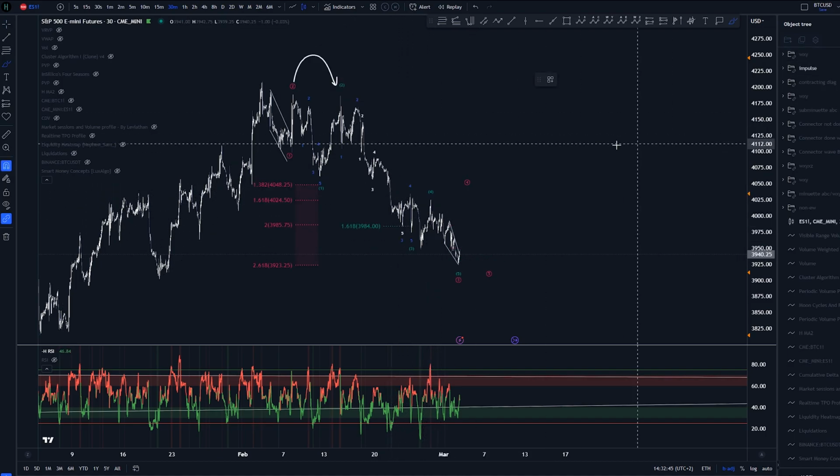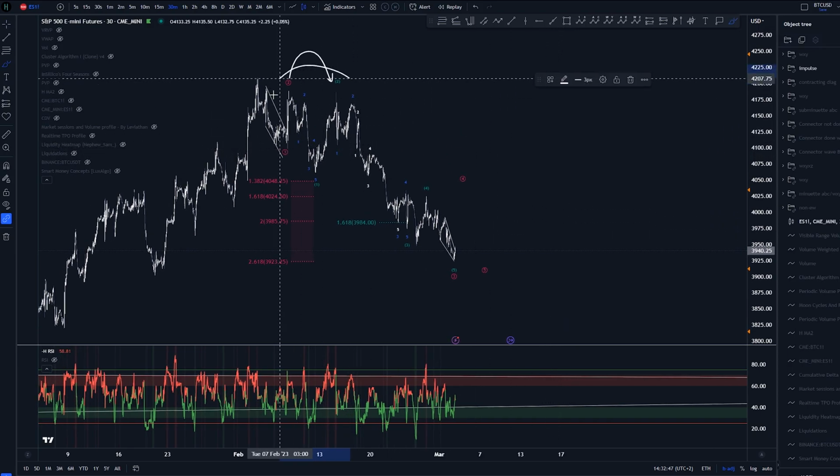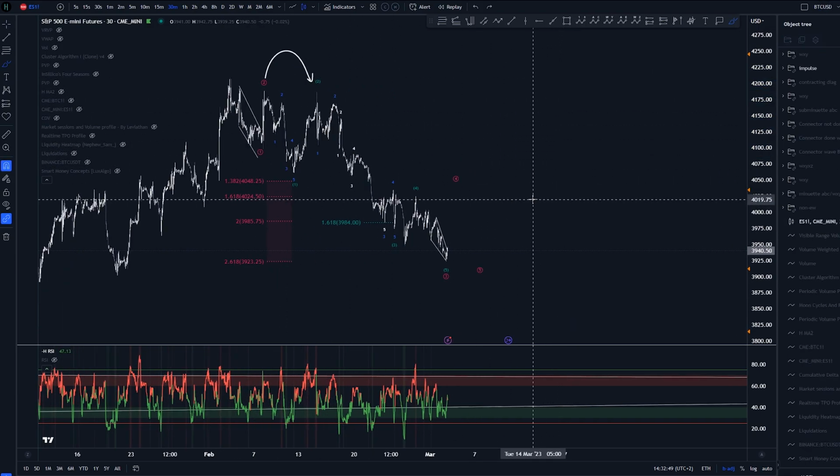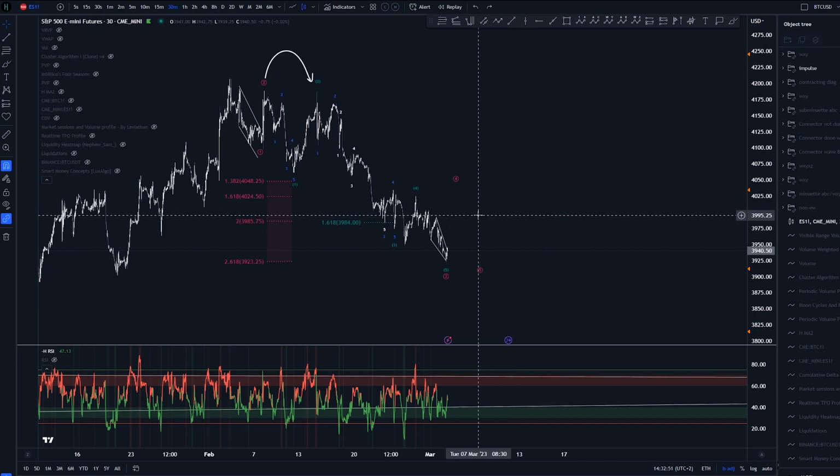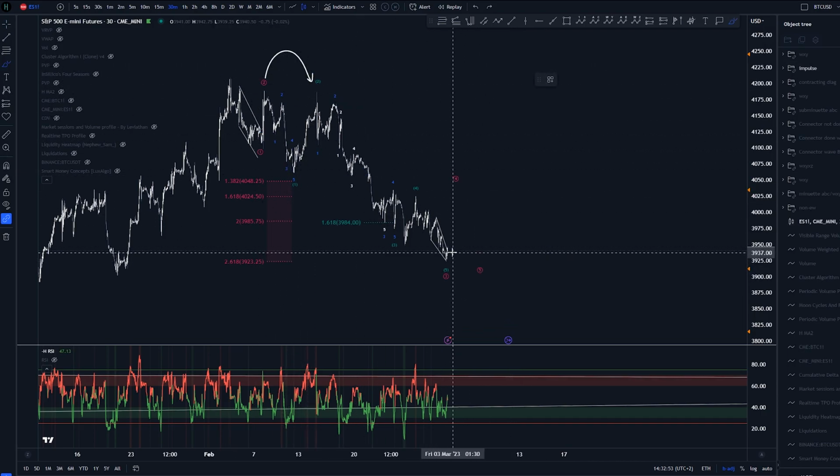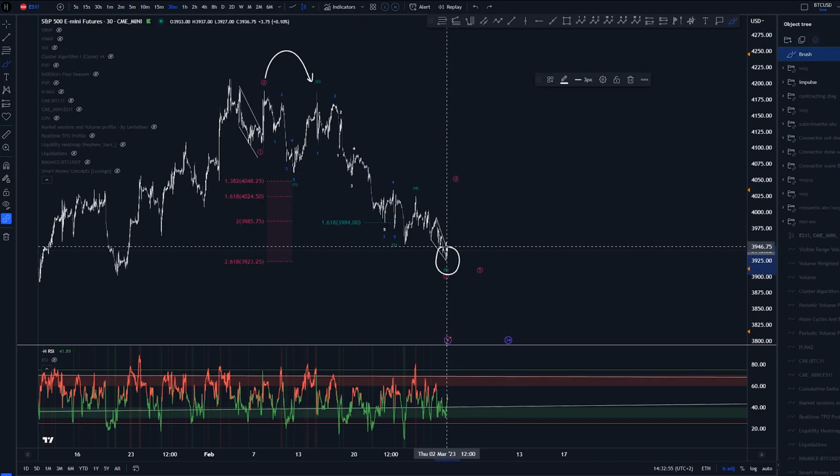So what we have left is this impulse count. We've talked about this structure over here in past videos. I'm not going to be talking about that now. There is a chance that this whole thing is finished now.